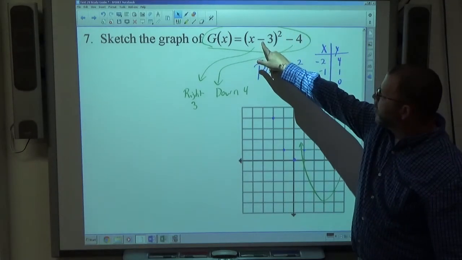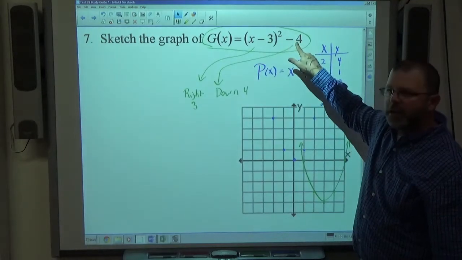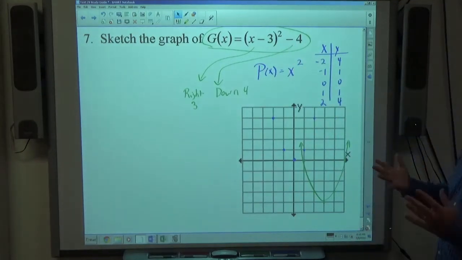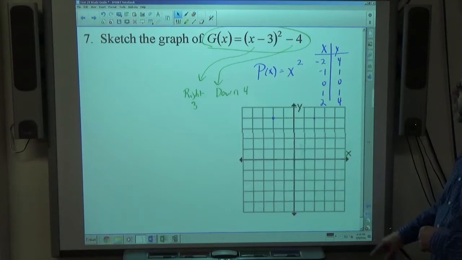Inside the parentheses, opposite horizontal movement. Outside, exactly what you expect, vertical movement. Both movements have to be accounted for.